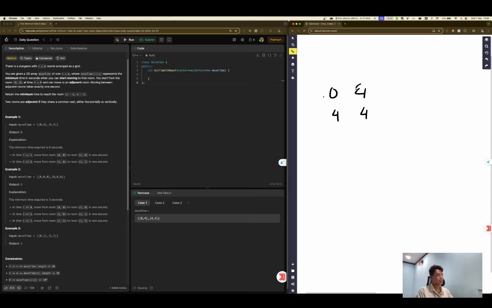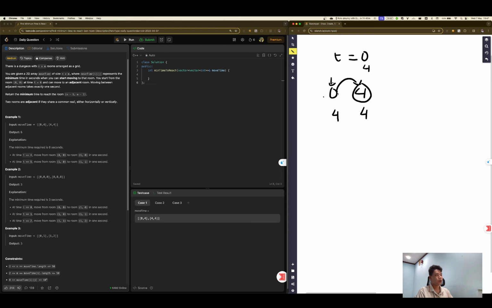For example, you can only enter this room if the time now is greater or equal to 4. So at the beginning t equals 0, you are at this room. If you want to move to this room, you need to wait for the time to pass to 4. At t equals 4, you can go to this room.